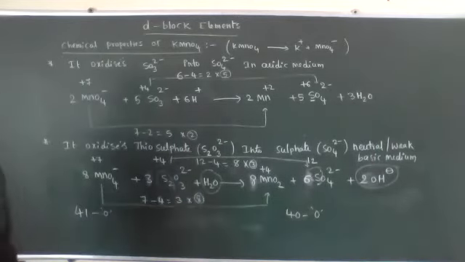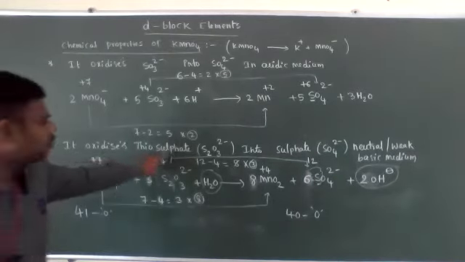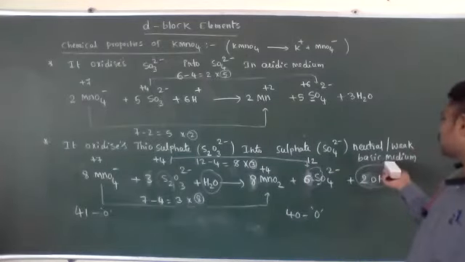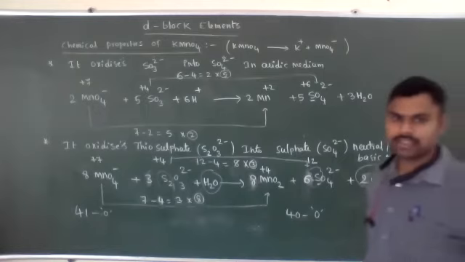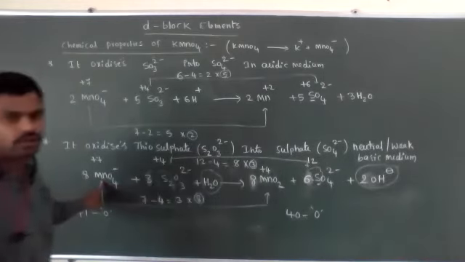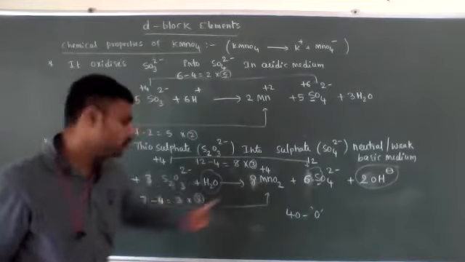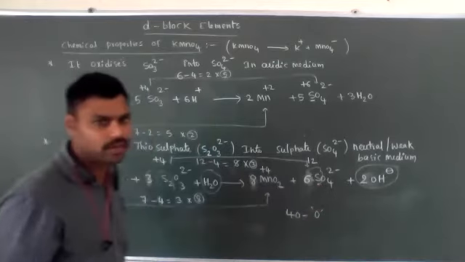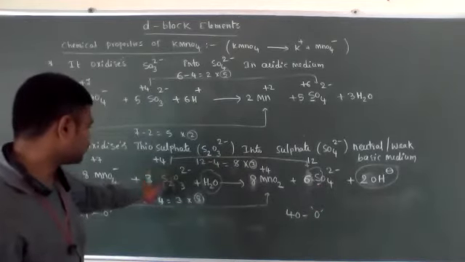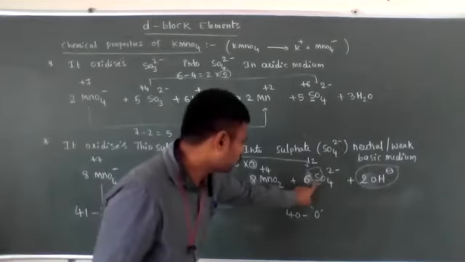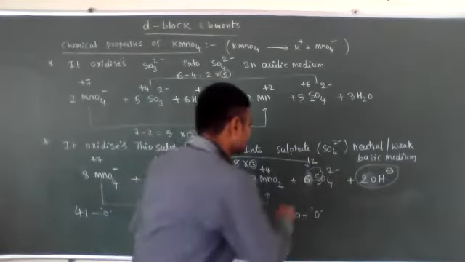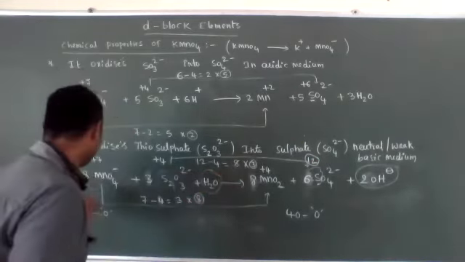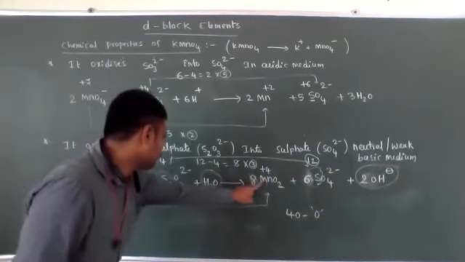Don't confuse. It oxidizes thiosulfate ion into sulfate in neutral or weak basic medium. So in neutral or weak basic medium, MnO4 minus is converted into MnO2. S2O3 2 minus is converted into SO4 2 minus. Now the oxidation state of Mn is plus 7 and plus 4, and in S2O3 2 minus and SO4 2 minus, it is 12 minus 4 gives 8. Now 7 minus 4 is equal to 3.